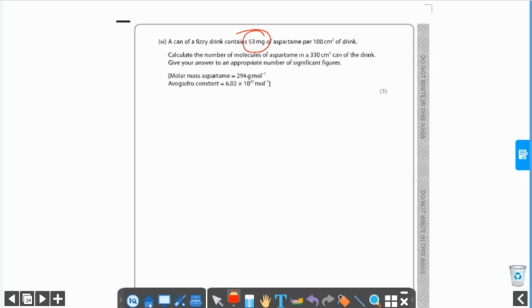Anyway, calculate the number of molecules of aspartame in 330 cm cube of the drink. Give your answer to an appropriate number of significant figures. The molar mass is given. Avogadro's constant is given. Then again, this is the O-level calculation, so I hope you can do this. First you find the milligram amount. So if 100 cm cube contains 53 milligrams, 330 cm cube contains how many milligrams?